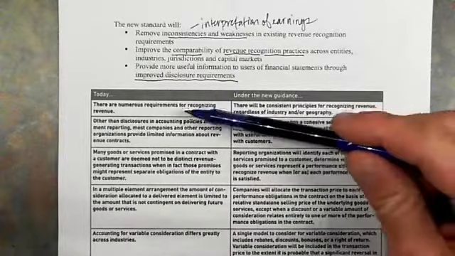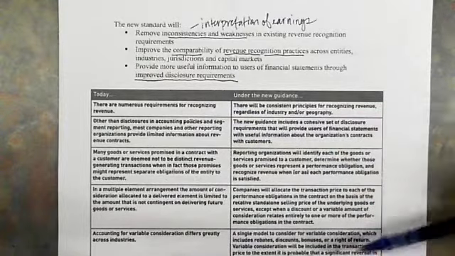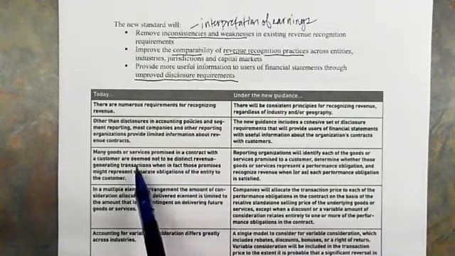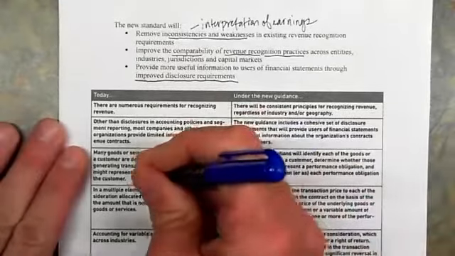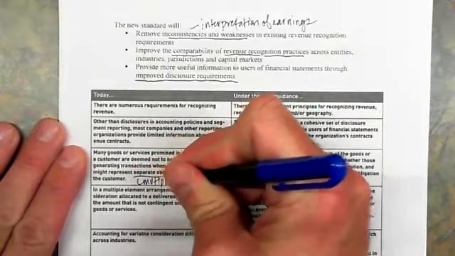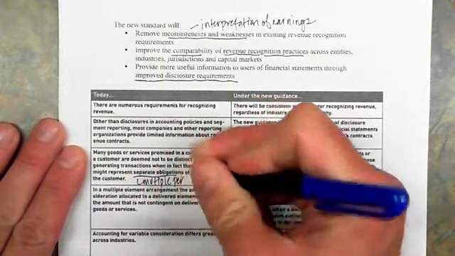When we look at what's going on today versus under the new guidance, I'm not going to read through it all. I will call your attention to a few things that we'll look at, and you can kind of appreciate what you're learning and how it's going to change. So many goods and services promised in a contract are deemed not to be distinct revenue generating transactions when they are separate obligations. So this is going to give rise to these multiple performance obligations, or MPOs.